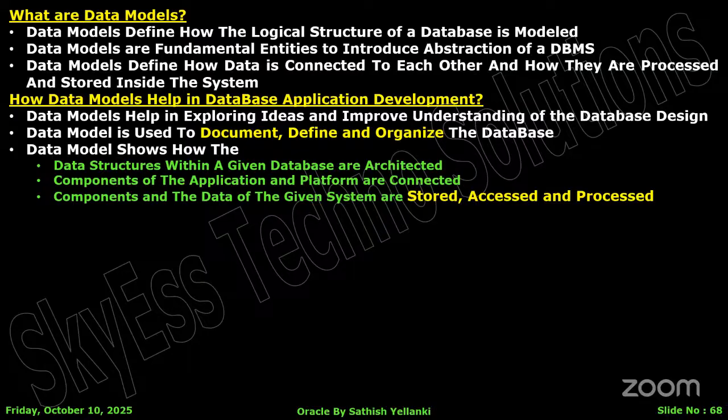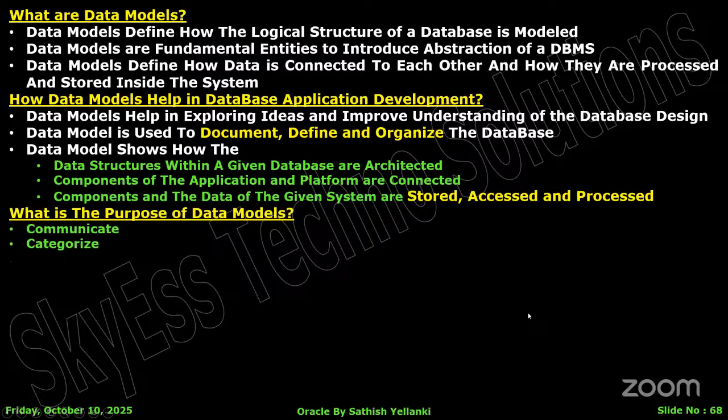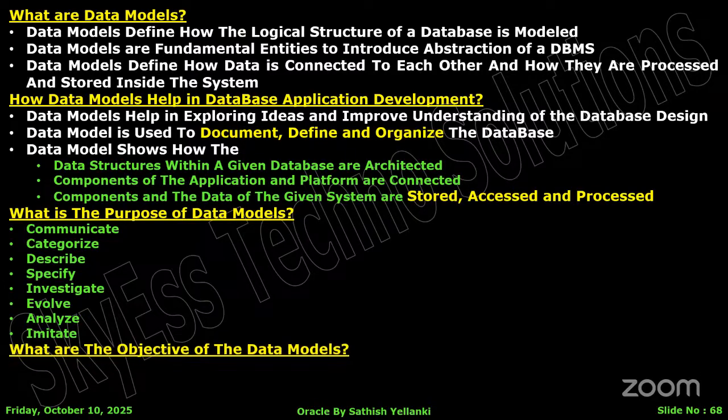So the purpose of any particular data model is what? Your data model helps you in establishing communication, categorization, describing, specifying the requirements, investigating, evolving, analyzing, and imitating. These are all the things one data model can provide you. Be very clear about that. Means, don't you think that one data model is giving you end-to-end clarity of your application in your project? Therefore, when data models are designed, they are designed with a specific objective.